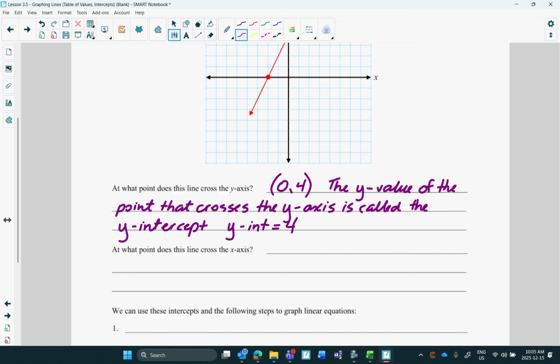Here's another point where a line would cross the y-axis. Here's another point. Here's another point. What's common about all these points? Like, what's this point? So the y-intercept would be -1, but the point is 0, -1, right? What's this point? 0, -5. What is the x always? 0. That's important. X is always 0.